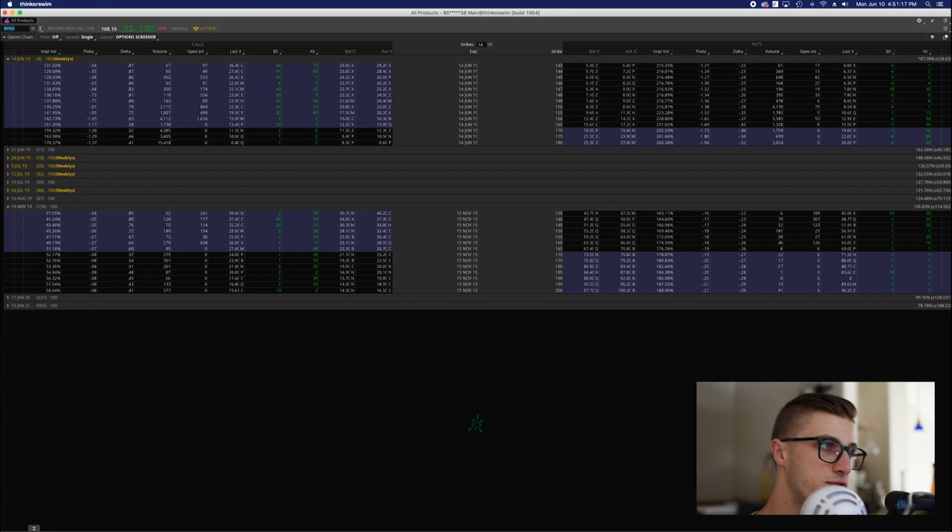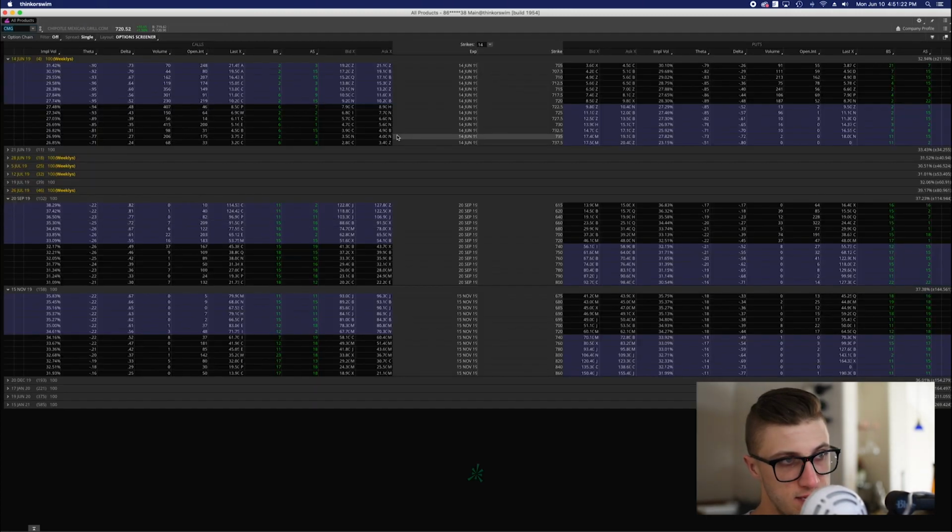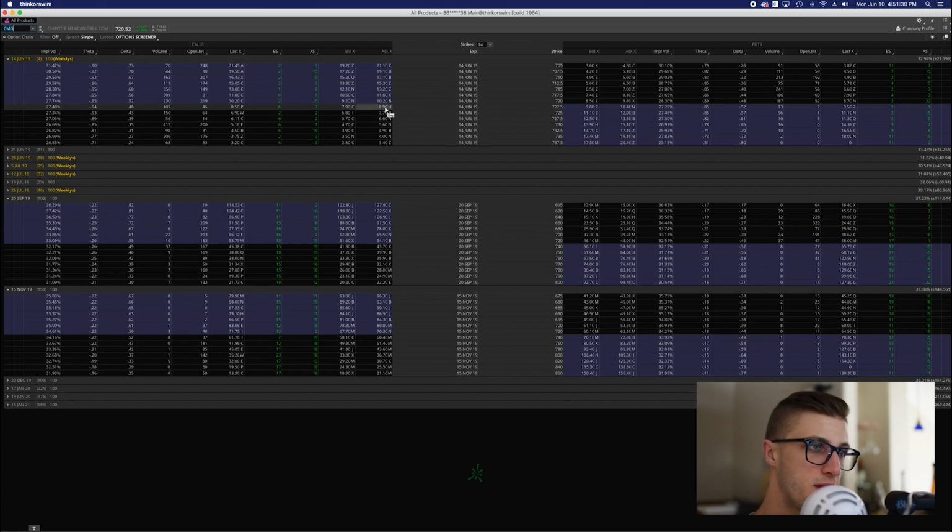We can look at a few more examples here. Chipotle. Can see that the spreads are fairly wide here. There's greater than a 10% spread. We have a $1 difference between the bid and the ask on the at-the-money contracts. That's going to be a little too wide for my personal liking. I would not trade this.